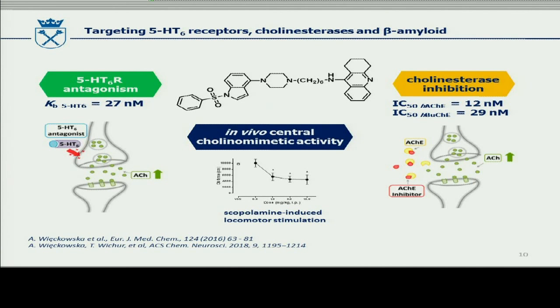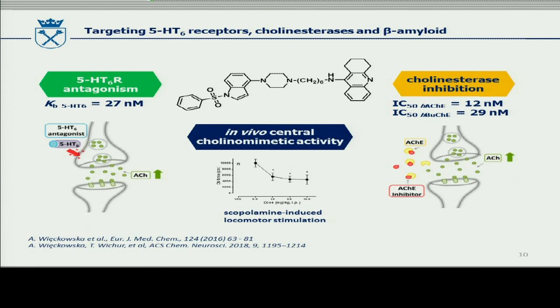It was, in the nanomolar range of activities, an antagonist of 5-HT6 receptors, and an inhibitor of cholinesterases, both human acetylcholinesterase and butyrylcholinesterase. And because we obtained such positive results in in vitro testing, we decided to perform in vivo testing, and we proved that this compound was able to have a cholinomimetic effect in vivo, because it was able to decrease the locomotor stimulation induced by scopolamine.